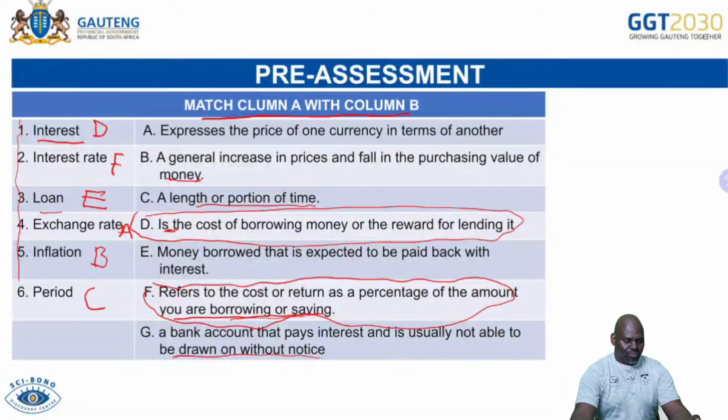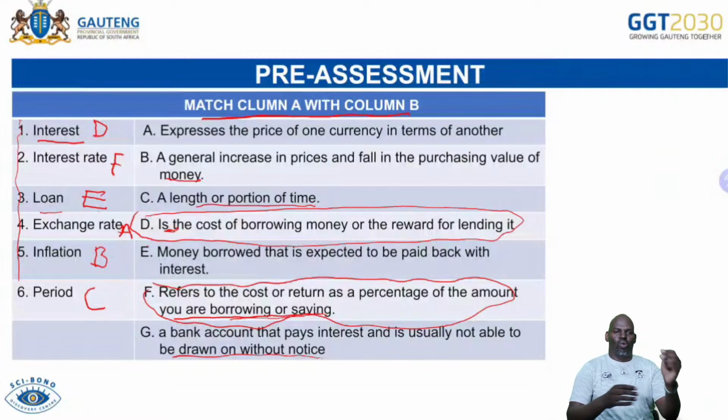So in this case, interest matches with D. Interest rate matches with F. Loan, letter E. Exchange rate, letter A. Inflation, letter B. And then period, letter C. But you can see that under this match column A and B, you are also given an extra definition. That is just to confuse you if you are not sure about your definitions. But if you are sure about your definitions, you will always choose the correct answers. So that is the pre-assessment. This is what you're supposed to know up to so far.